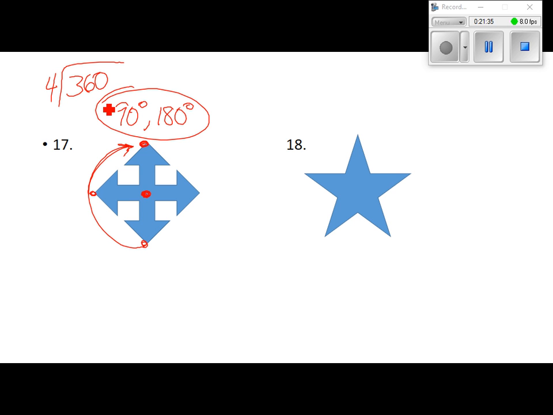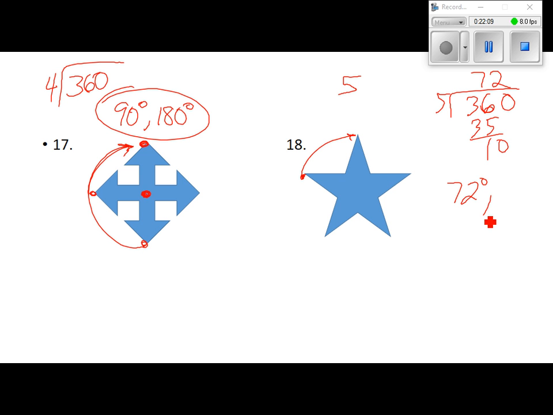Now this one's a little harder, and this will show you how to do all this. What's the rotational symmetry on this? 5. The order of rotational symmetry is 5. We take that 5, divide it into 360. How many 5s are there in 36? 72. 7, 35. How many 5s in 10? 2. So if I turn it so that this point right here ends up right there, how many degrees did I turn it? 72 degrees. Once I have that, it's got rotational symmetry at 72 degrees.